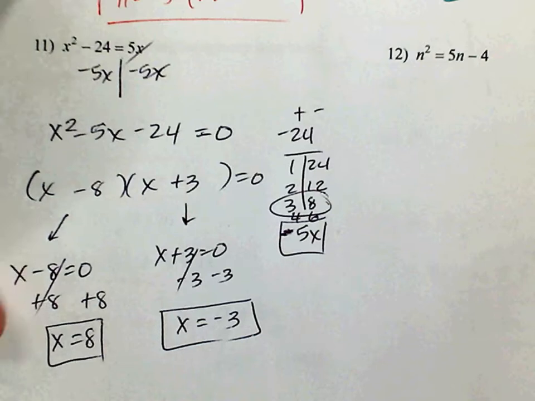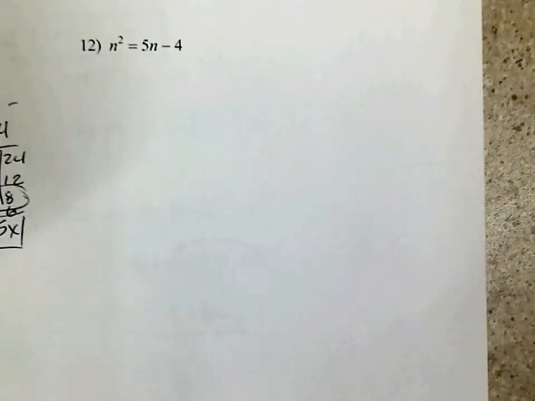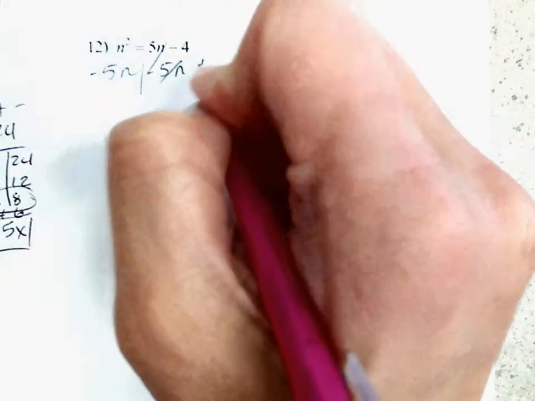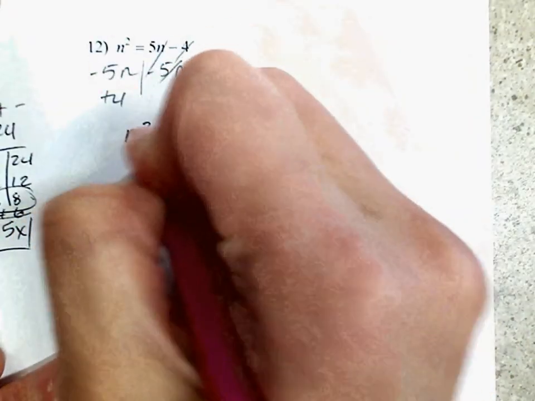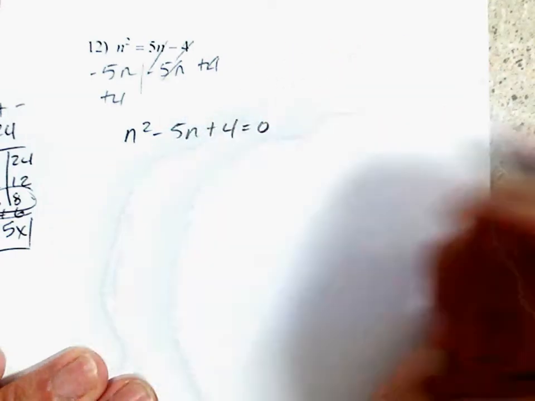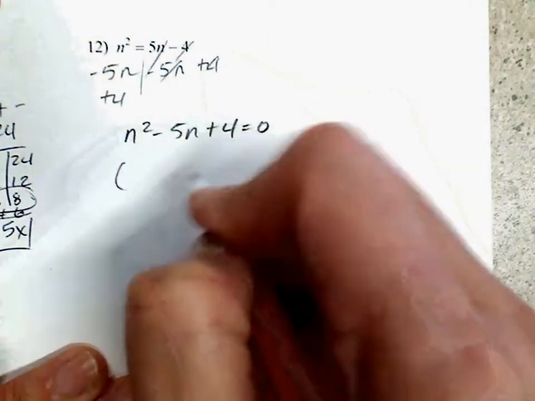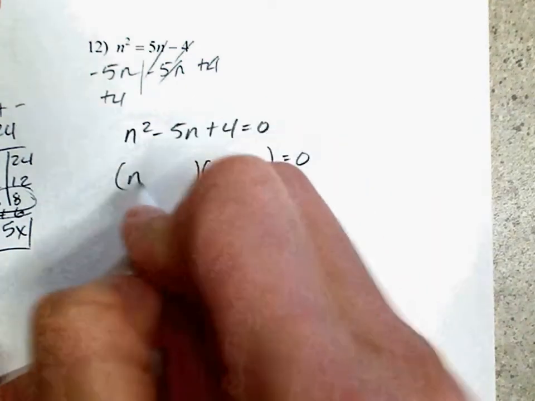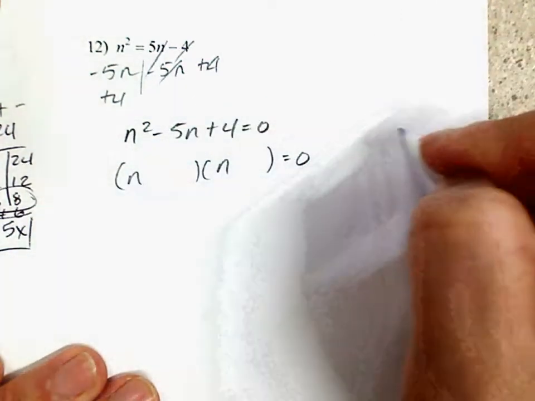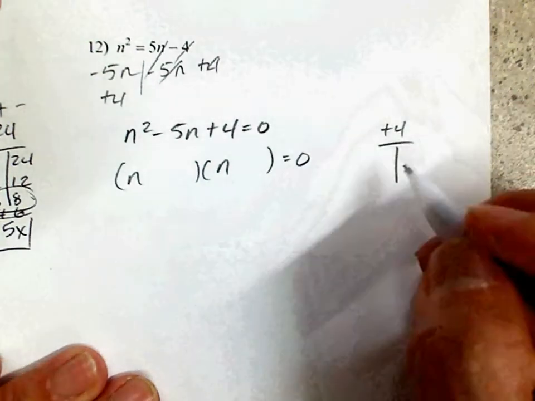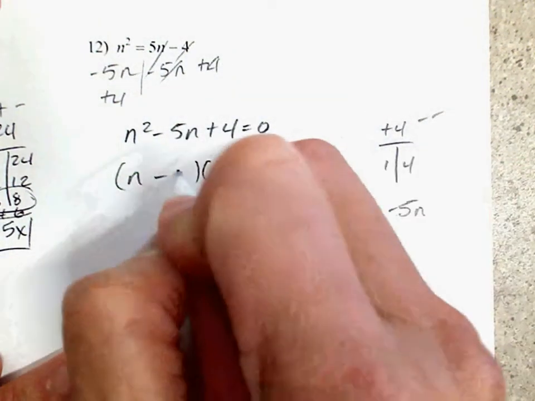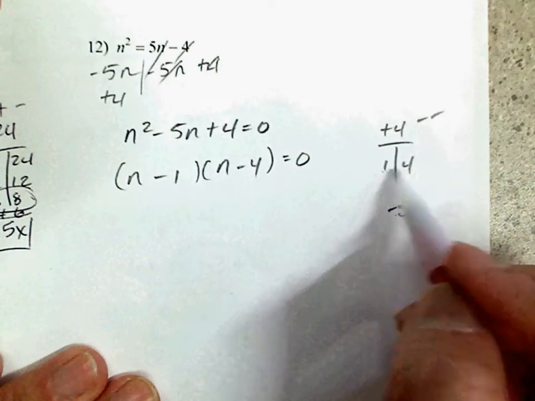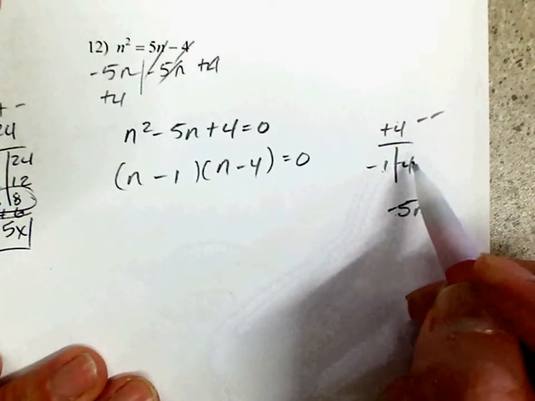Number 12. Subtract 5n, add 4. So now you have n squared minus 5n plus 4 is equal to 0. Two sets of parentheses. Factors of n squared is n and n. Two numbers that multiply to give you a plus 4 and add to give you negative 5. Both have to be negative, 1 and 4. Minus 1, minus 4. 1 times 4 is 4. Negative 1 times negative 4 is 4. Negative 1 minus 4 is negative 5.